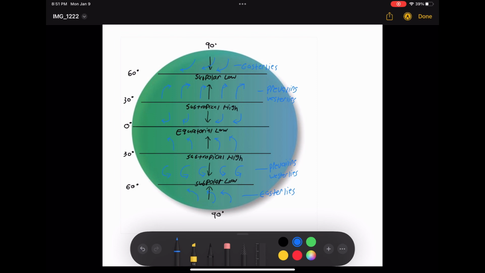Since we already have winds called easterlies, the names for these winds are called the northeast trade winds in the northern hemisphere and the southeast trade winds in the southern hemisphere. Pretty simple and pretty straightforward.